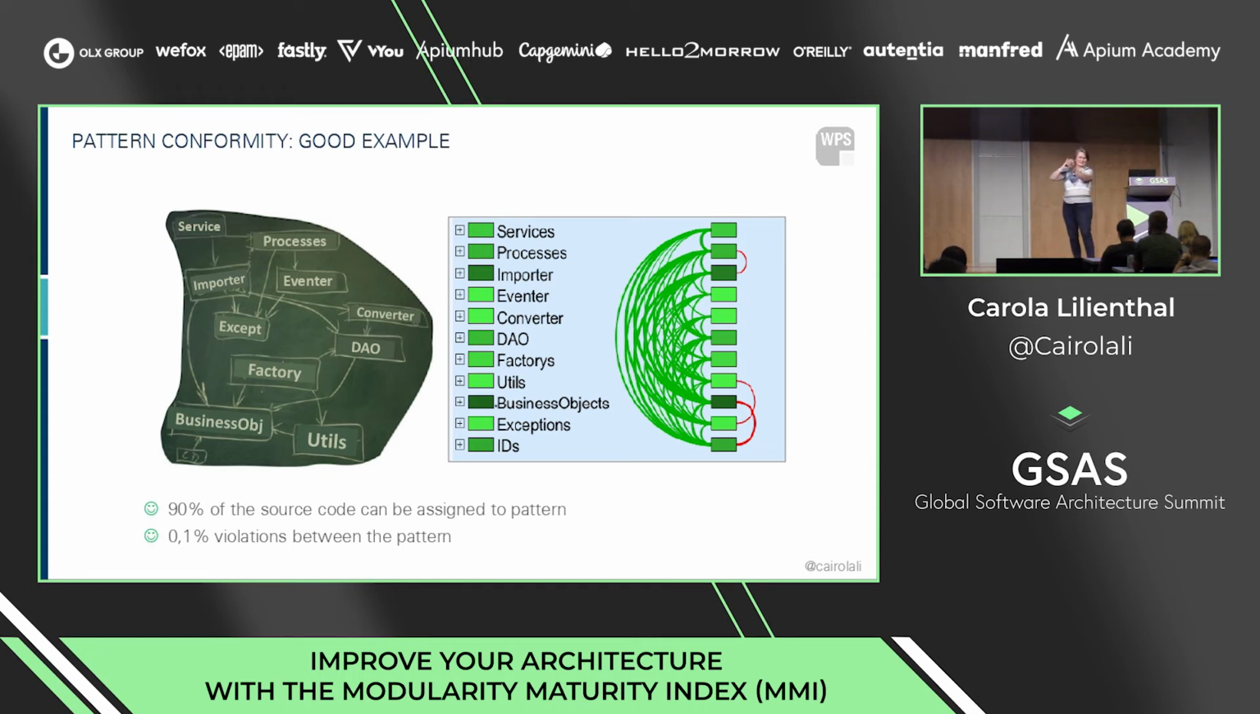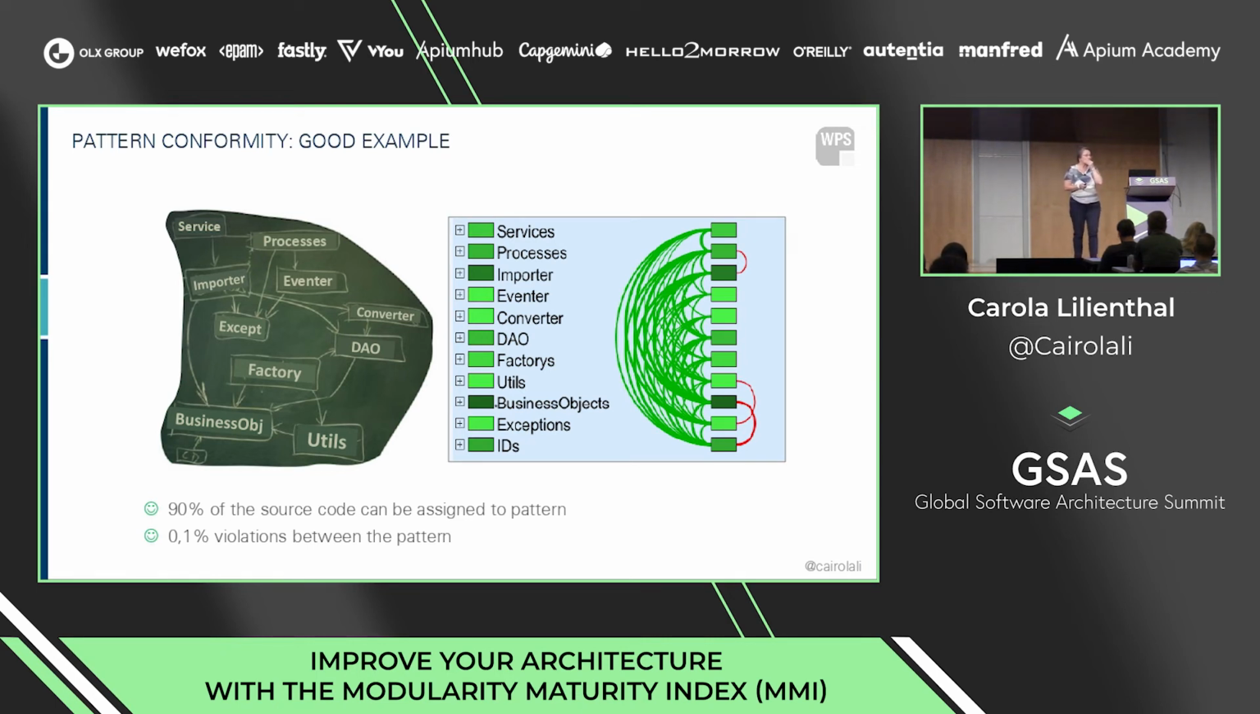So we create a view of the architecture from a different angle. In here are all the service classes, wherever they are, in whatever package or module they are. In here are all the processes classes, importer classes. So you see the system from a pattern point of view, and this is a really good version. 90% of the source code in this system could be assigned to a pattern. This is always a question, and a very low number of violations.